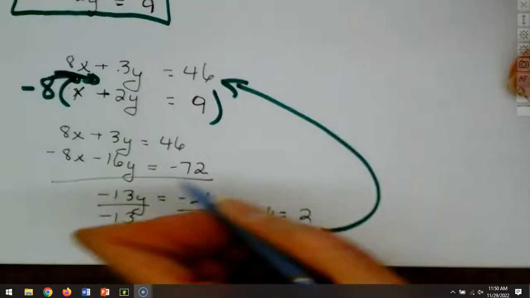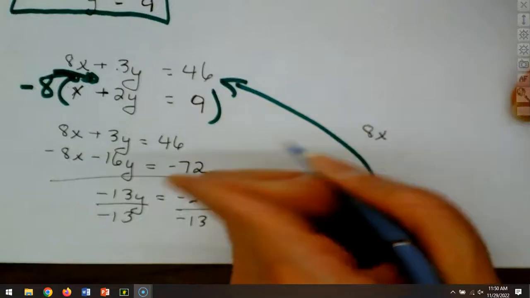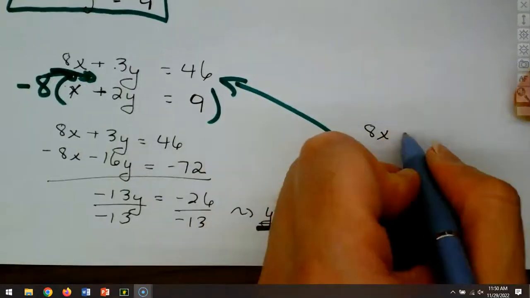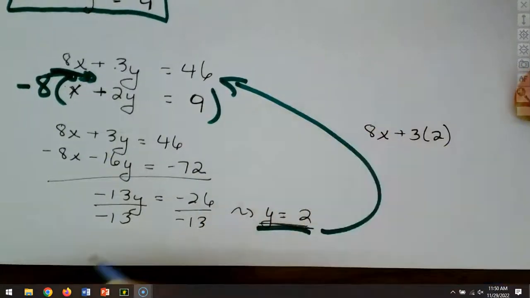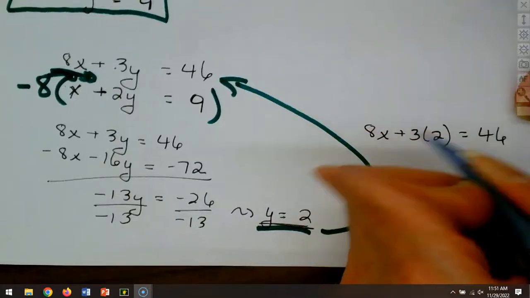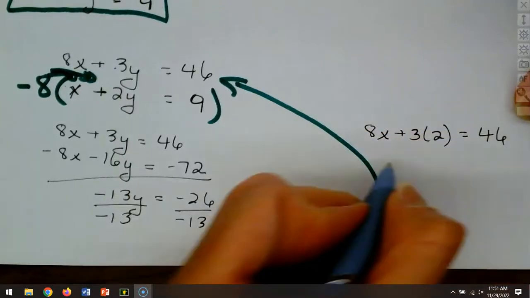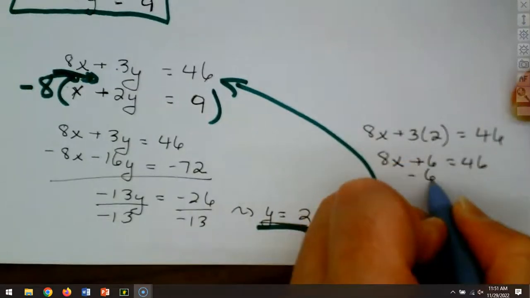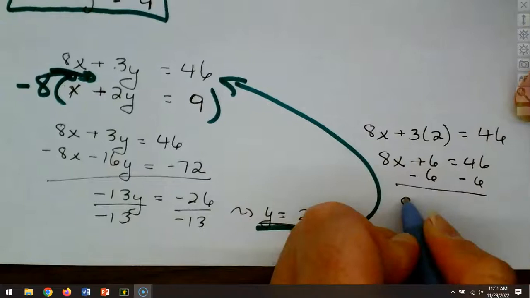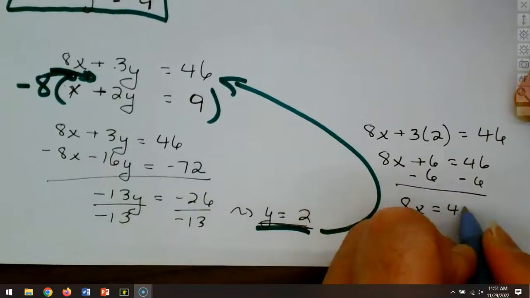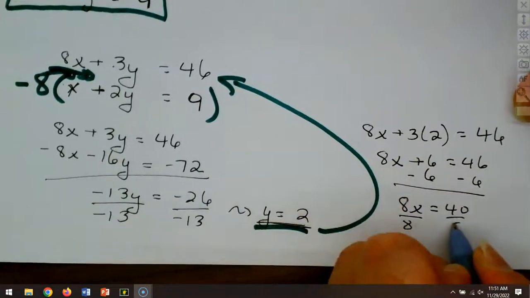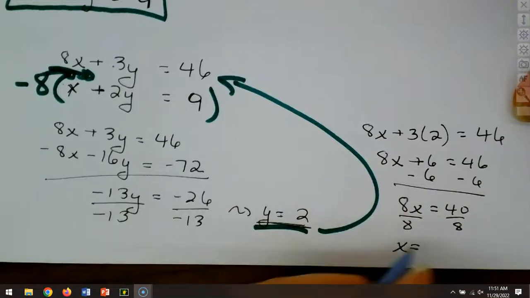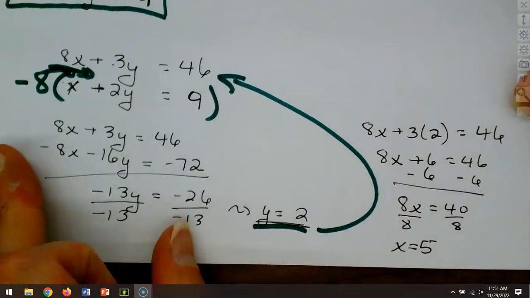And that gives us now 8x plus 3 times 2, and that equals 46. So that's 8x plus 6 equals 46. We'll move our 6 over. So 8x equals 40. Divide by our 8, and x now equals 5, doesn't it? Okay. So what's our answer?